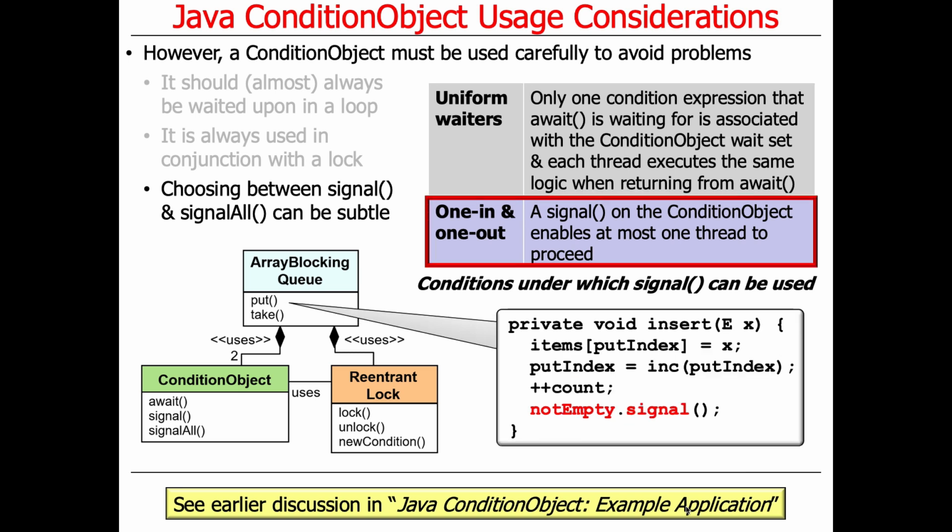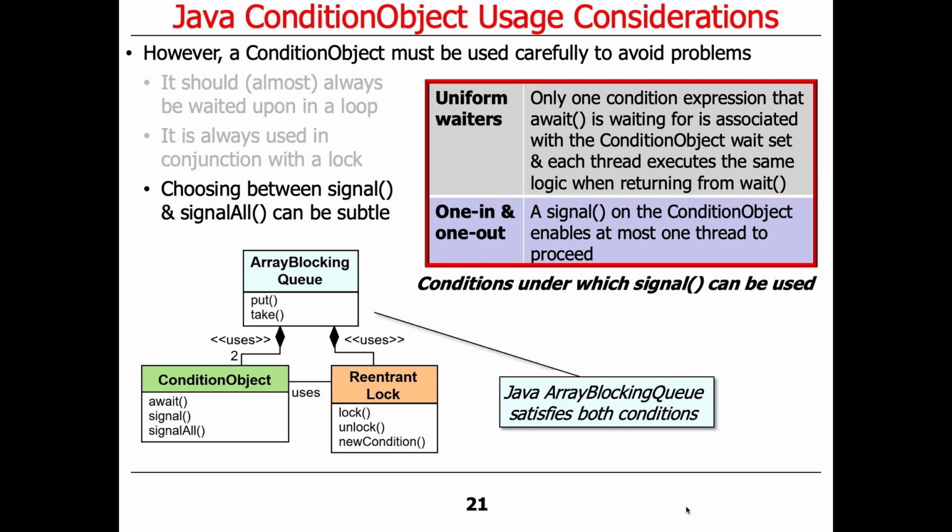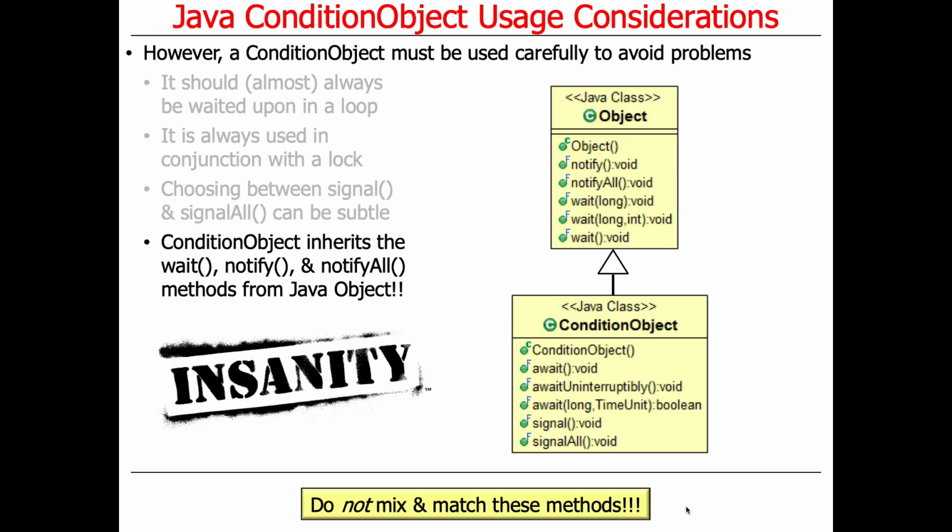Another one is one in and one out. So signaling allows at most one thing to go forward. And once again, we can do that here because when we put something in the queue, we want to let one thread make forward progress. So if both of those conditions hold, then you can use signal versus signal all. And the Java array blocking queue is an example of something that fits those criteria.